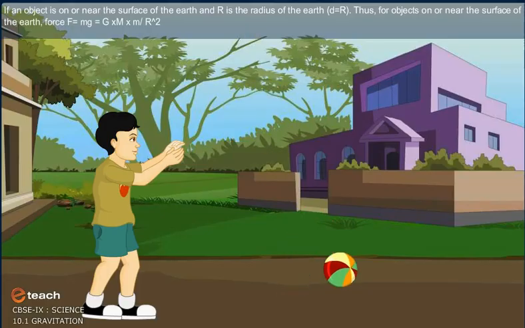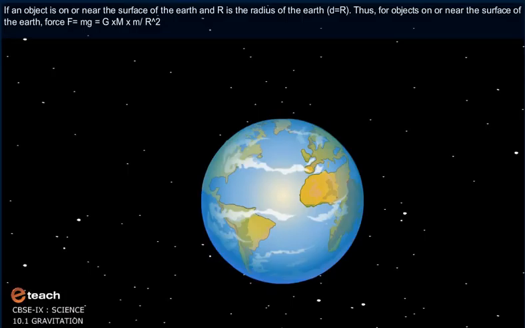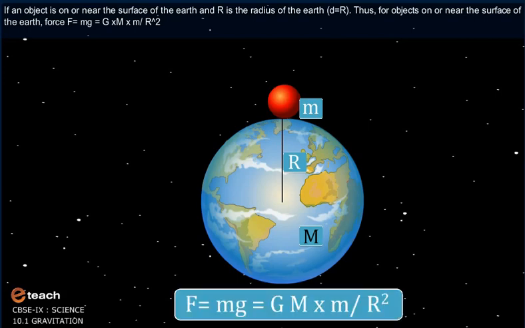If an object is on or near the surface of the earth and r is the radius of the earth, thus for objects on or near the surface of the earth, force F is equal to mg is equal to G multiplied by M into m upon r square.